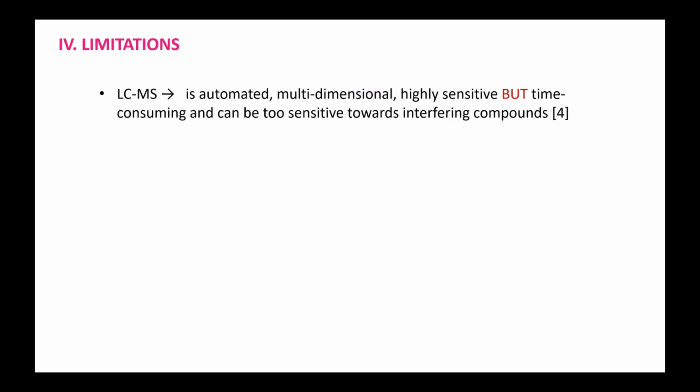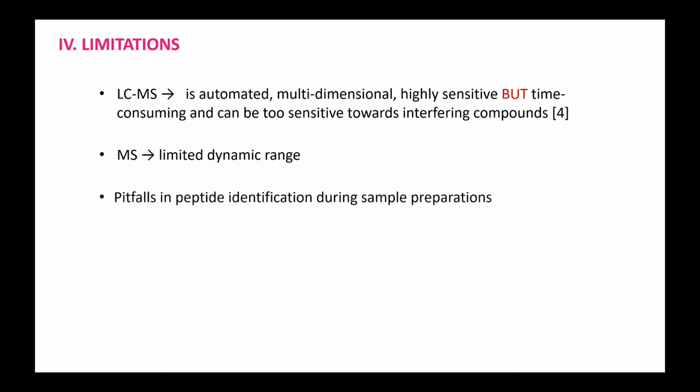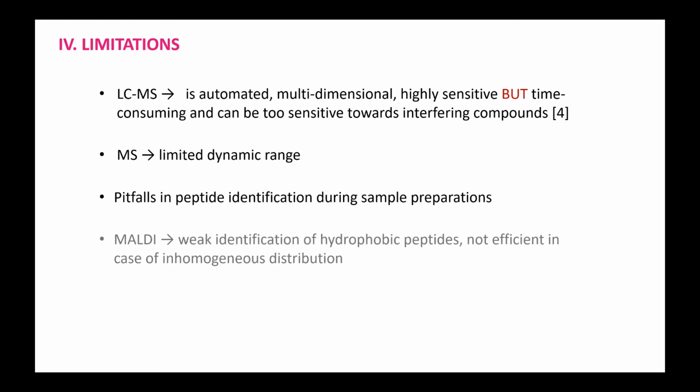When coupled to liquid chromatography, we saw that it is automated, multidimensional, and highly sensitive. However, at the same time, it's quite time-consuming and can be too sensitive towards interfering compounds. Specifically, the mass spectrometer has limited dynamic range due to instrument detector saturation at high ion intensities. And pitfalls in peptide identification have been observed during sample preparation due to the procedure.